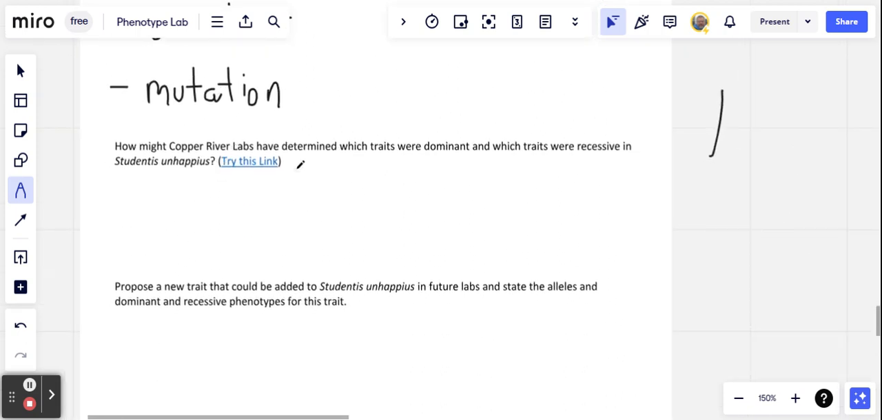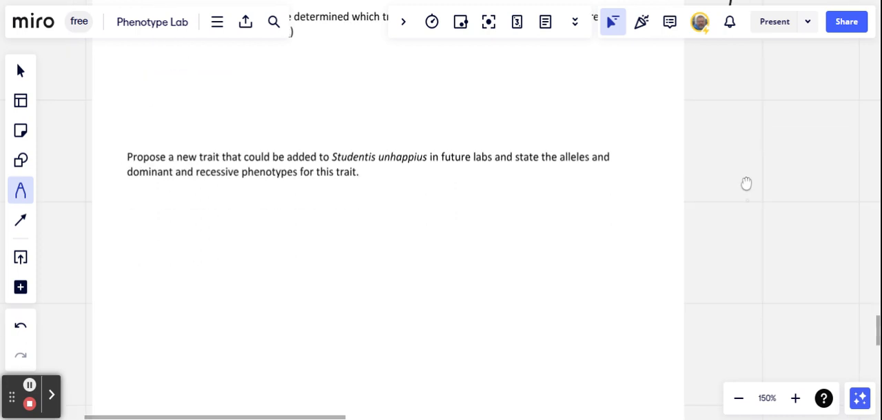Also, how might the lab have determined which traits were dominant and which traits were recessive in the organism? So again, look at that karyotype. That's probably going to be that one. Just explain that a little bit more. And then propose a new trait and give me the alleles and dominant and recessive genotypes for those. And then we'll discuss this in class.